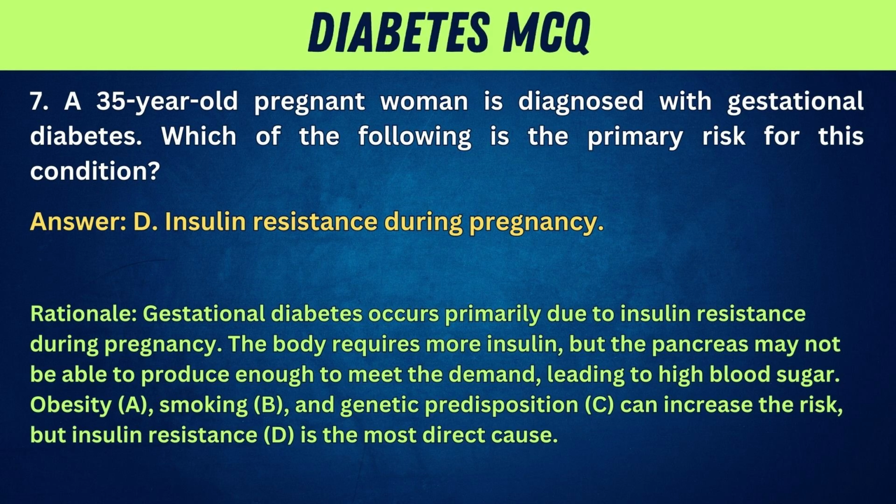Rationale: Gestational diabetes occurs primarily due to insulin resistance during pregnancy. The body requires more insulin, but the pancreas may not be able to produce enough to meet the demand, leading to high blood sugar. Obesity, A, smoking, B, and genetic predisposition, C, can increase the risk, but insulin resistance, D, is the most direct cause.